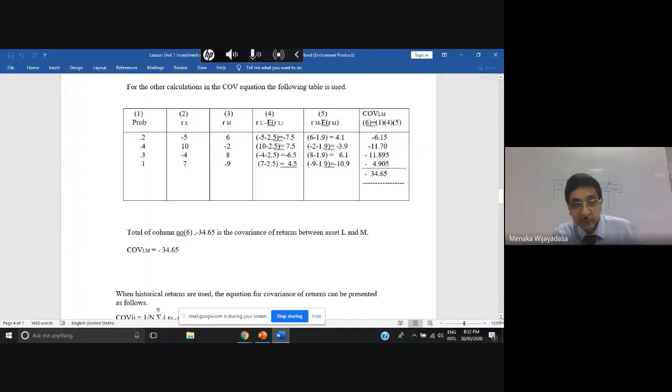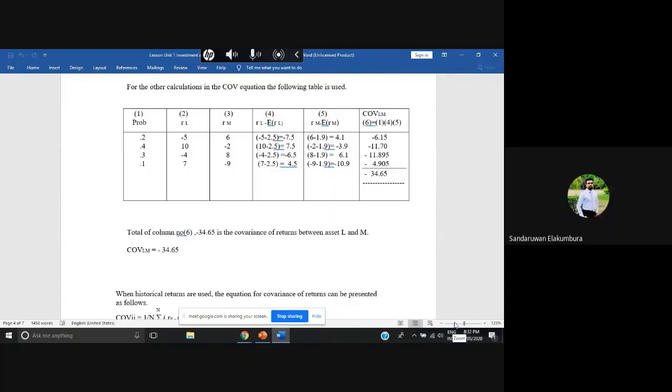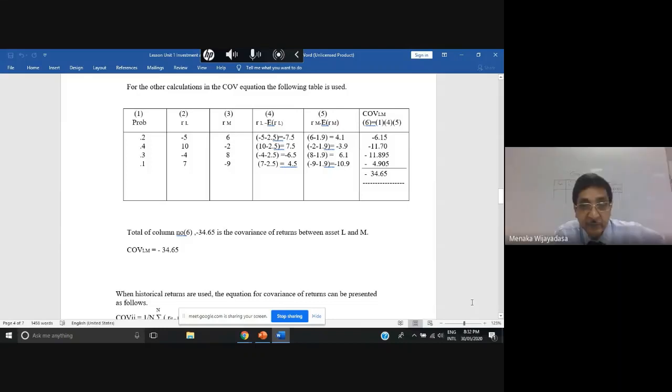Now I am asking you whether this explanation is clear. Yes. Right. I think this is a very straightforward calculation. There's no big hassle here. Only thing is you need to prepare the schedule correctly. If you prepare the schedule correctly, then it is very easy for you to do the calculations. Now you just see the covariance of returns of L and M is calculated as minus 34.65.